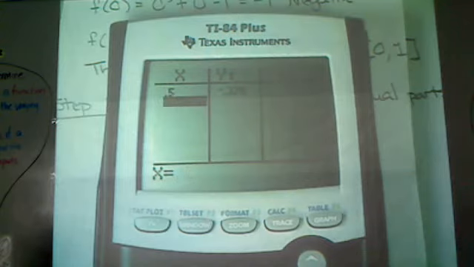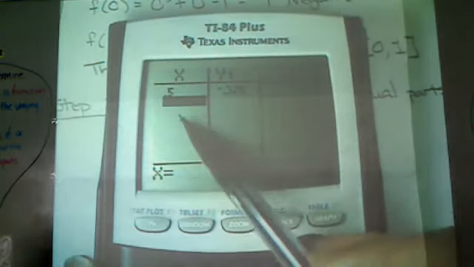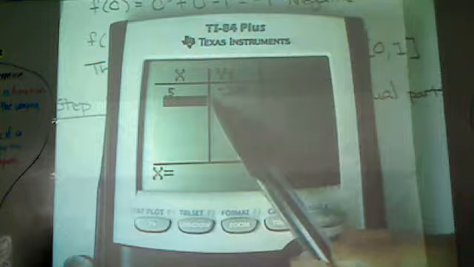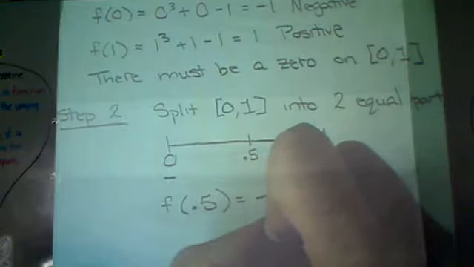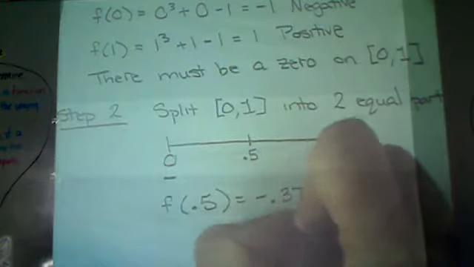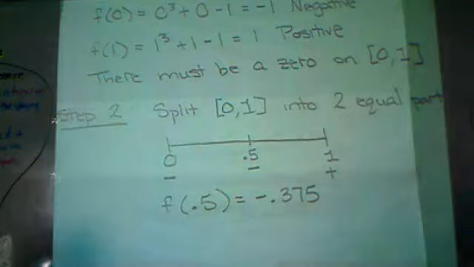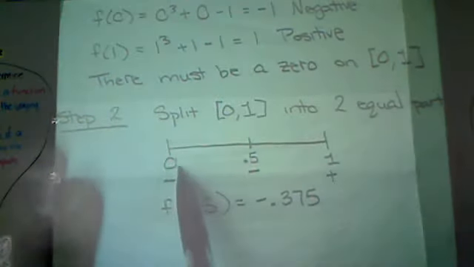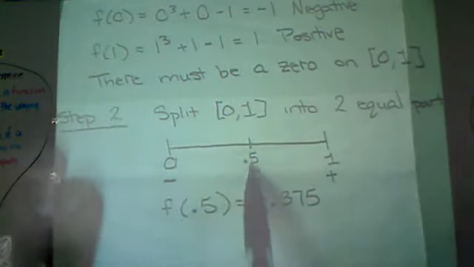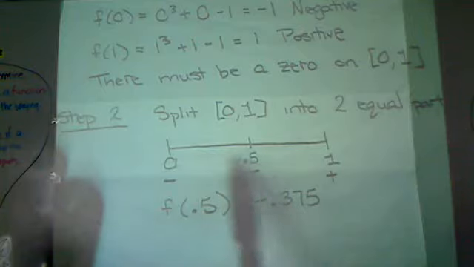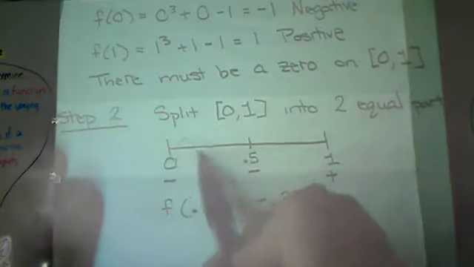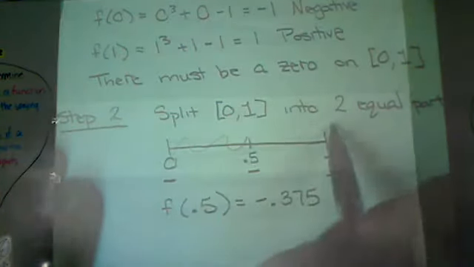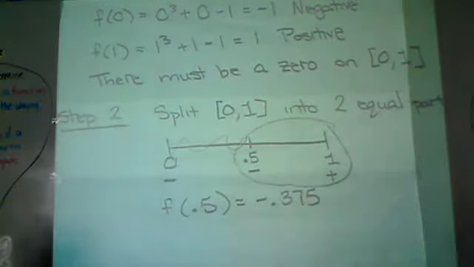Notice, all I have to do is hit it one time, and I see that at 0.5, my y value is negative. It gives me a negative 0.375. So that's negative. Which means the 0 cannot be between 0 and 0.5 because both of these are below the x-axis. So we're done with this portion. And here is our new interval.